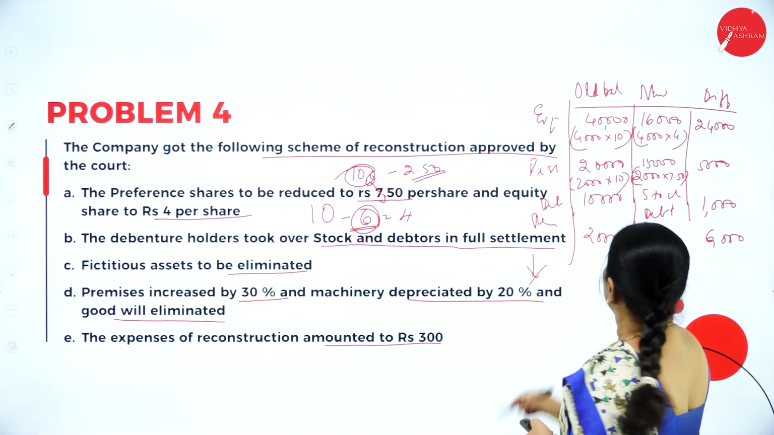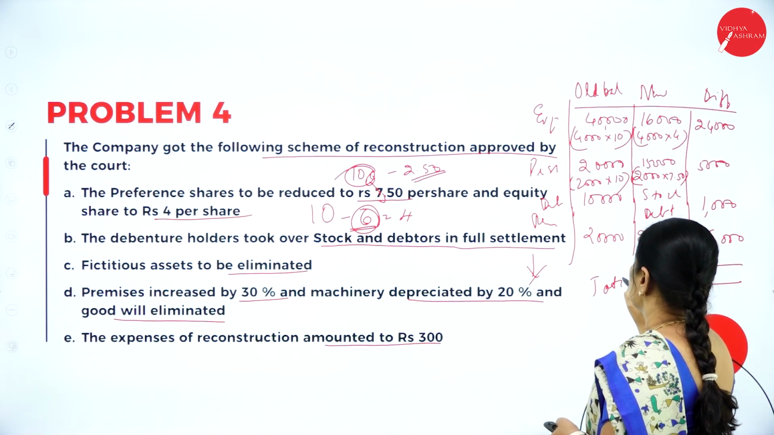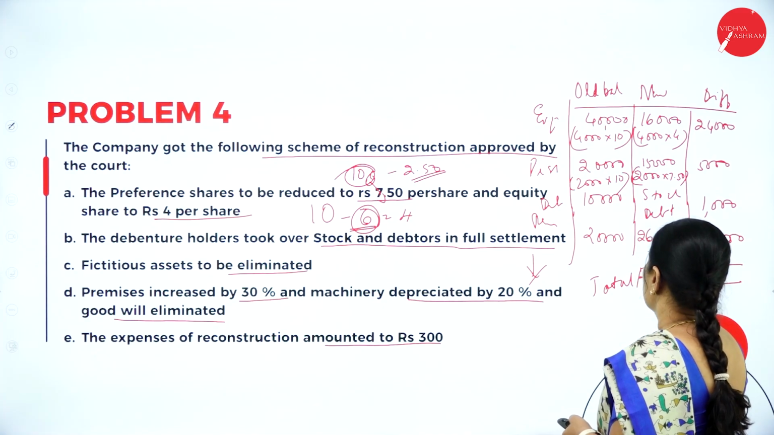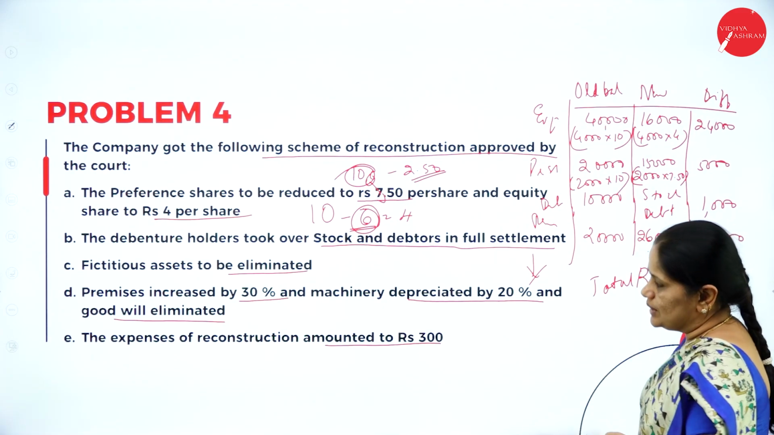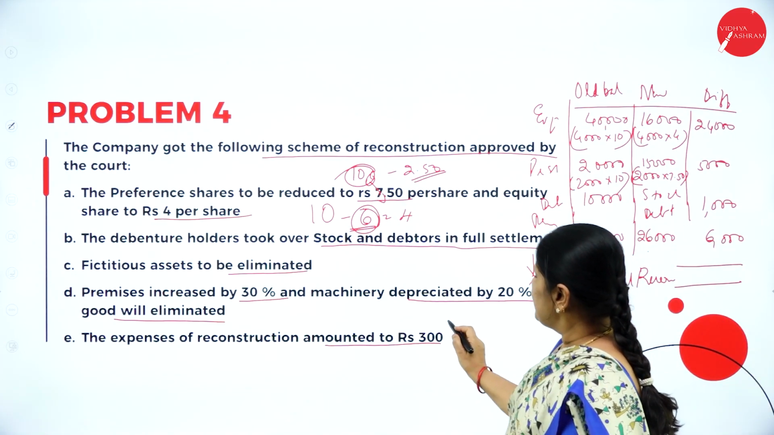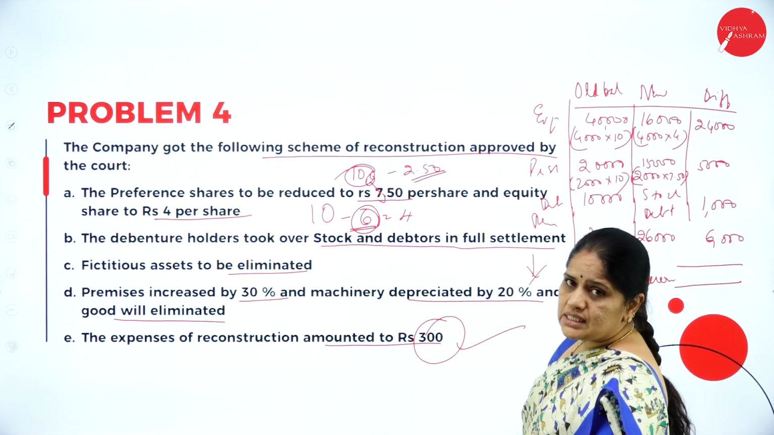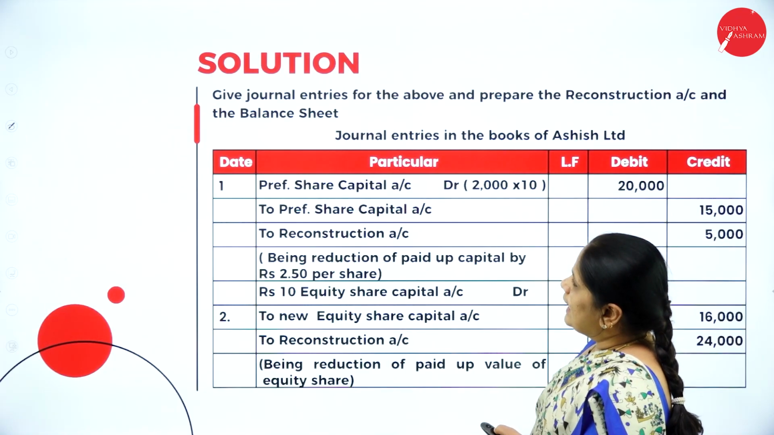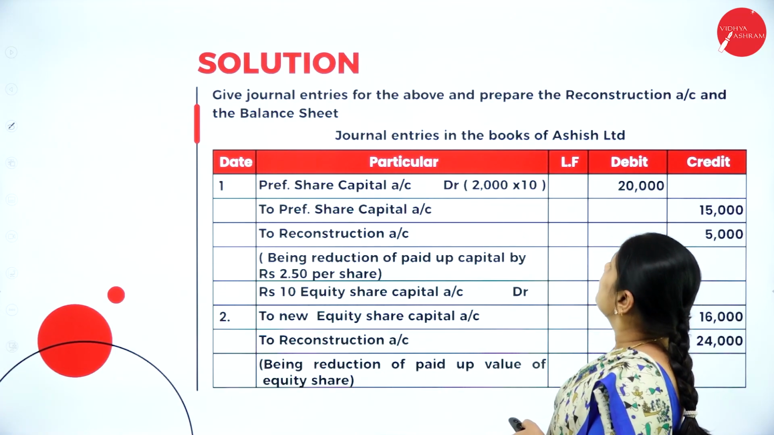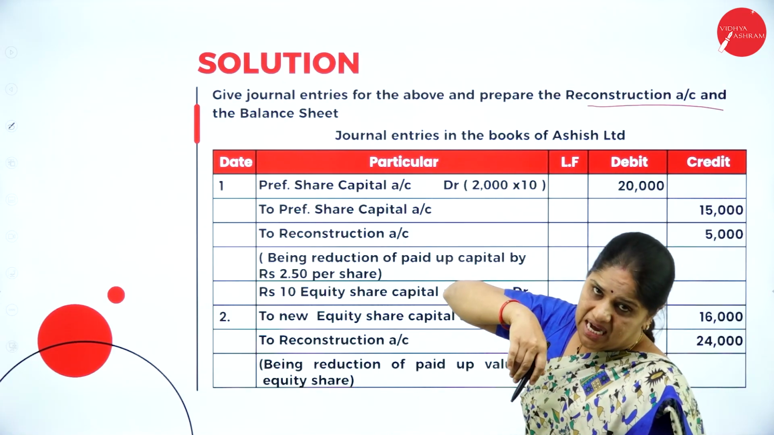This way, if you write it, you will get the total reconstruction balance. Whatever is the balance, that comes up to the reconstruction. The expenses of reconstruction is rupees 300, so this has to be charged to the bank account. Now we'll write journal entries for the above and prepare the reconstruction account and the balance sheet.